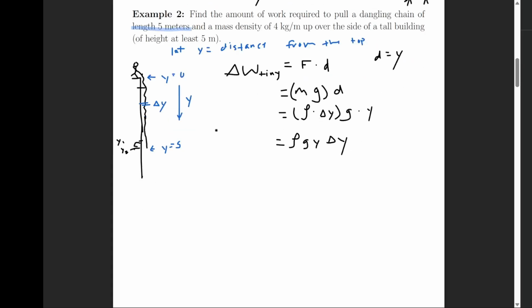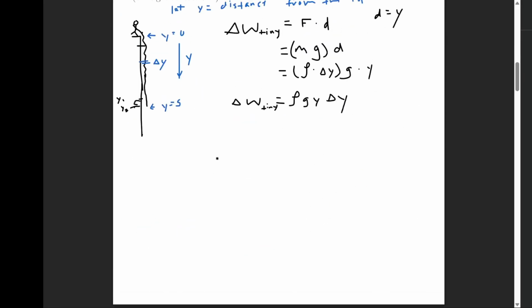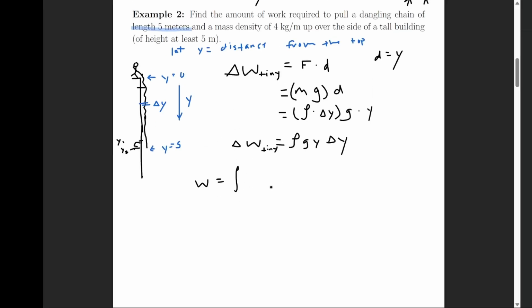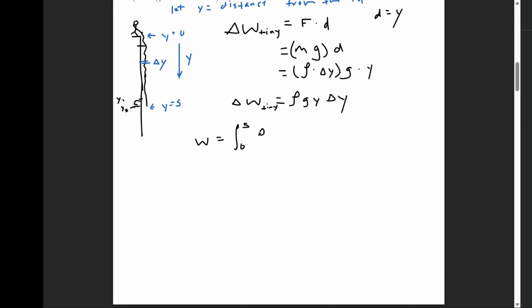So now this is going to equal our work of a tiny slice, and then we can put it in the interval, right? So then, okay, let's do work equals... So what's A and what's B, right? A is our starting one, which is 0. B is our ending, so it's 5. And they're all in meters, so you don't have to worry about that. So rho times g times y, and then delta y is also dy, right?